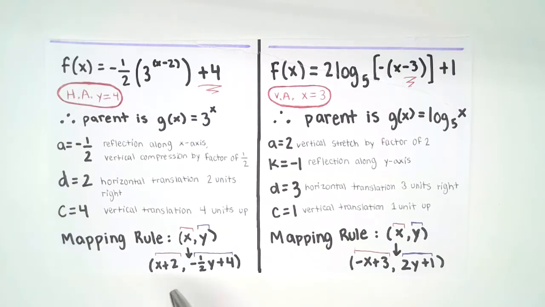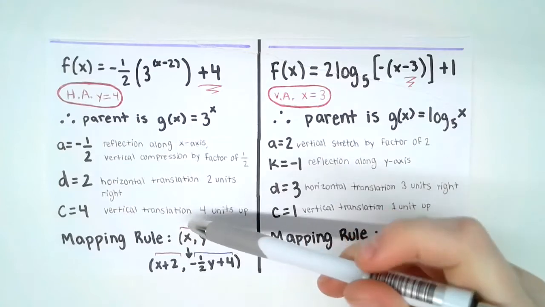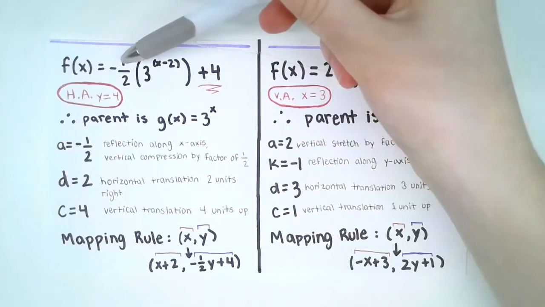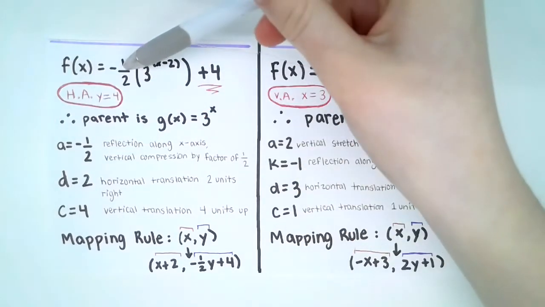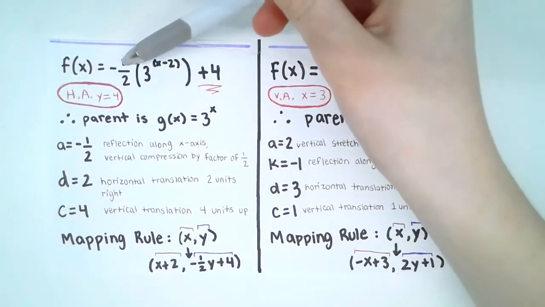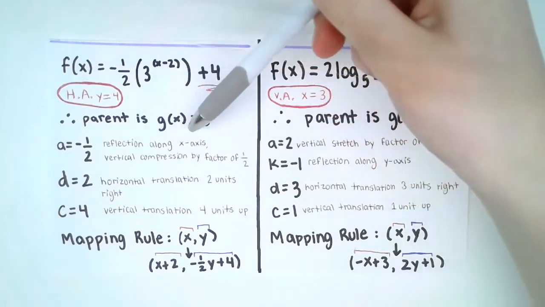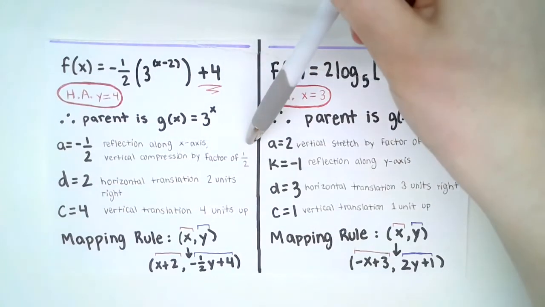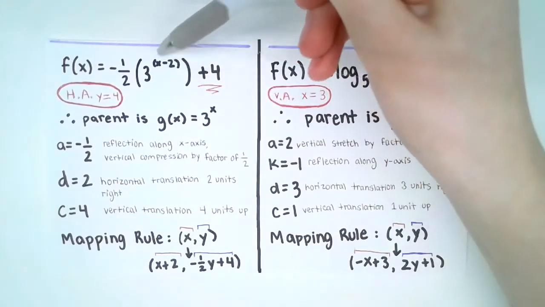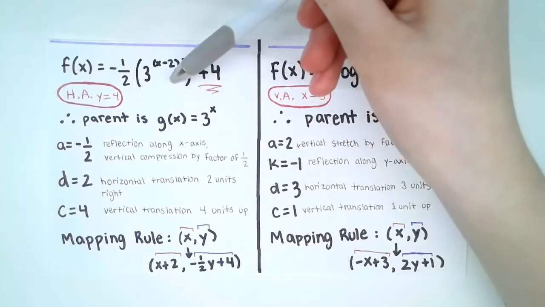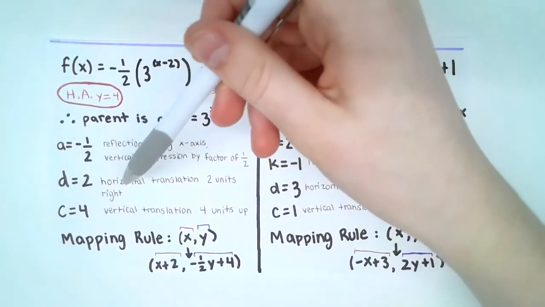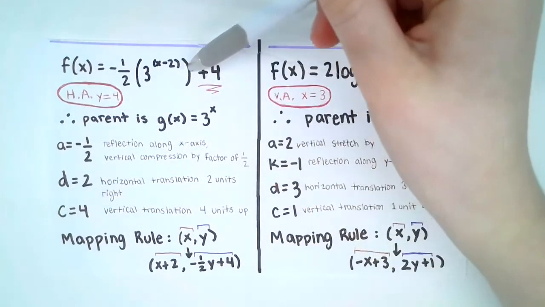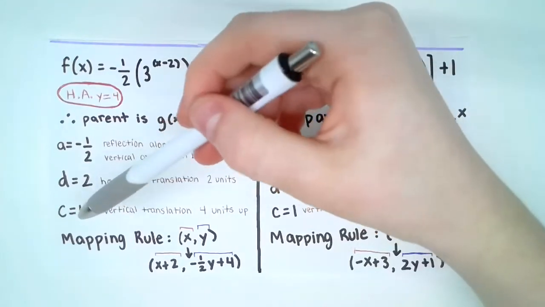So in this particular example, this is the mapping rule. Now, what I'm going to do is pull out each of the components. So a is -1/2, which means there's a reflection along the x-axis and a vertical compression by a factor of half. Now, d up here is, as you remember, you take it out and it becomes positive, so d is 2. So it's a horizontal translation 2 units to the right. And c is 4. So that means it's a vertical translation 4 units up.